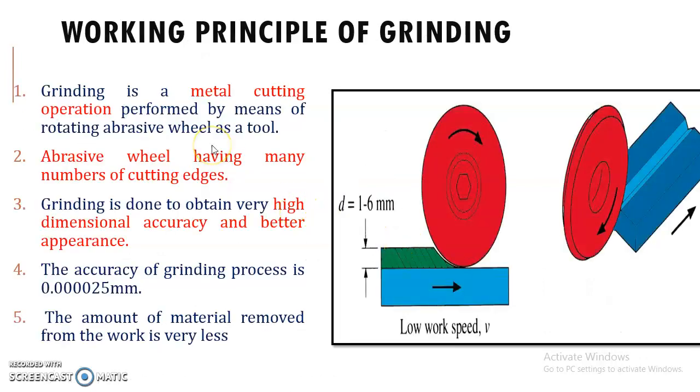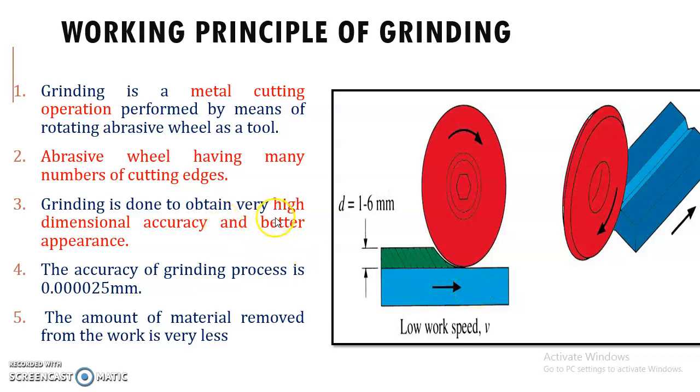Grinding is a metal cutting operation which is performed by means of a rotating abrasive wheel as a tool. So one can call this wheel a rotating cutter, an abrasive wheel, and this is a workpiece from which we can remove the material. Workpiece is fed against the rotation of the grinding wheel. So here the tool is rotating, whereas the workpiece is fed against the rotation of the grinding wheel.